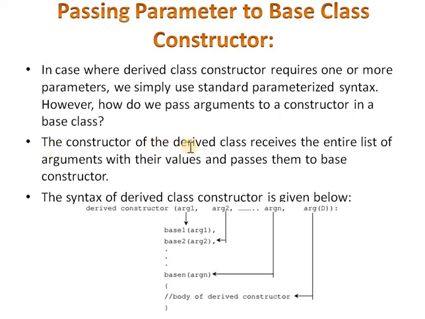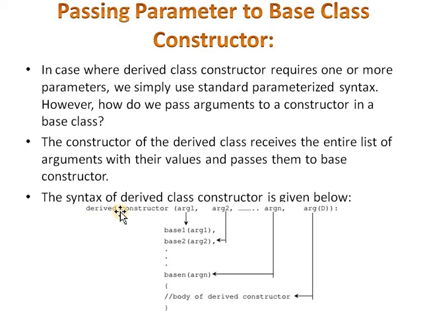The constructor of the derived class receives the entire list of arguments with their values and passes them to the base class constructor. The answer to that question is that whenever the constructor of a derived class receives the entire list of arguments with their actual values, it passes them to the base class constructor. There is one syntax of the derived class constructor for the parameters, shown here.